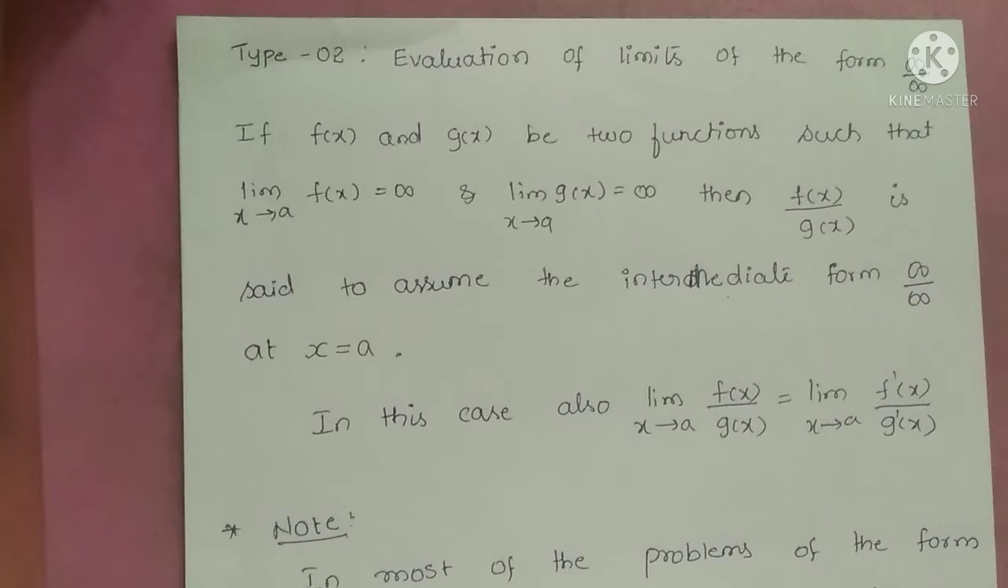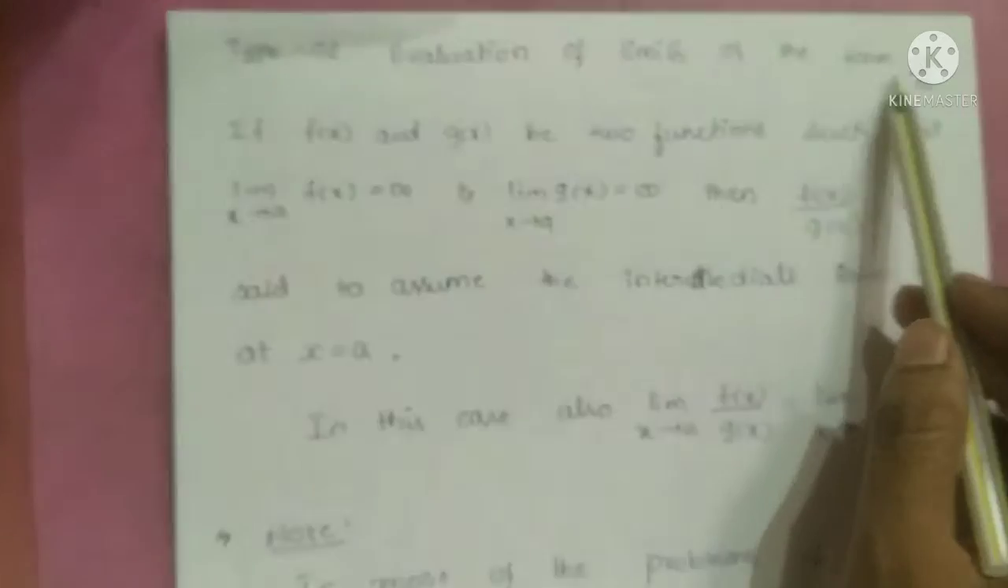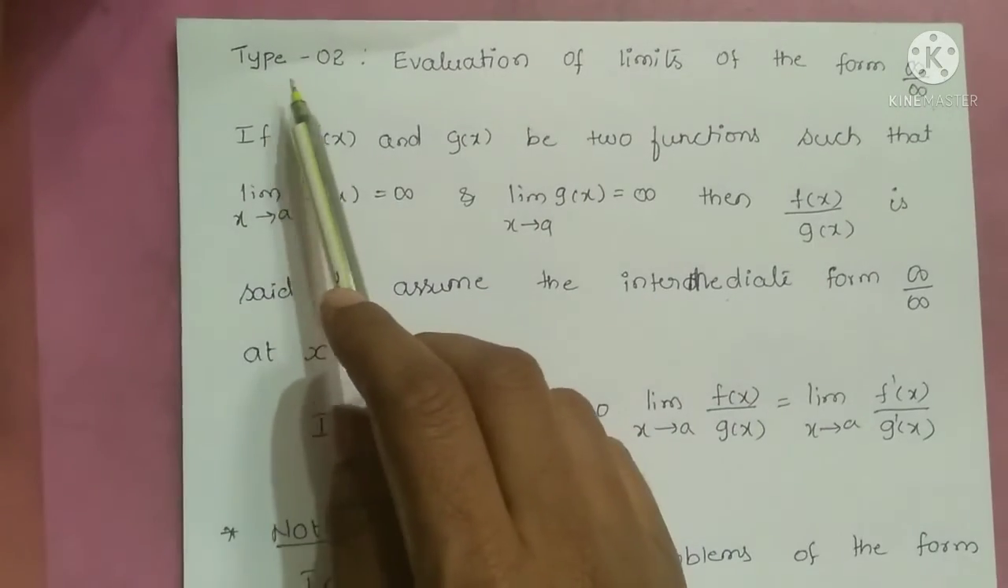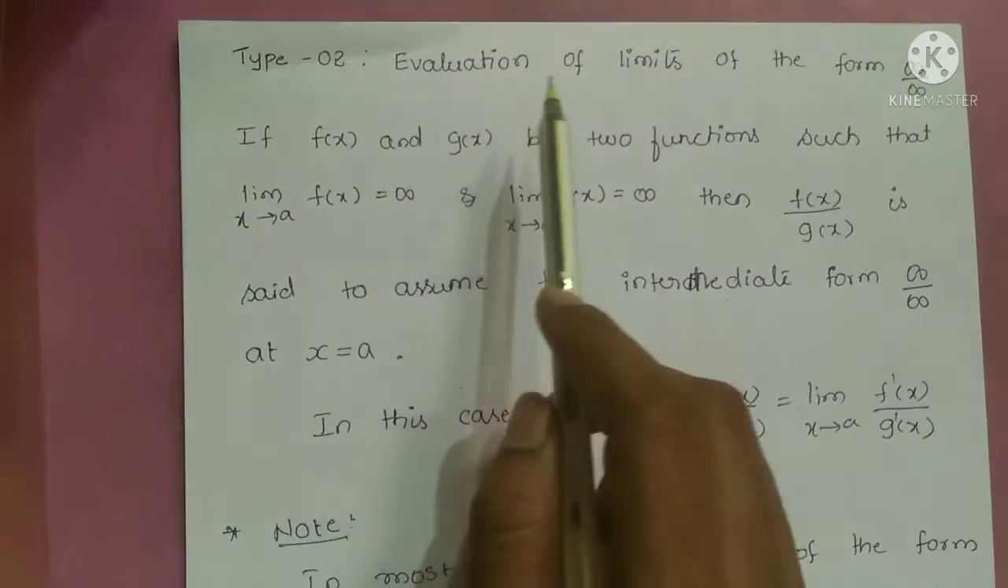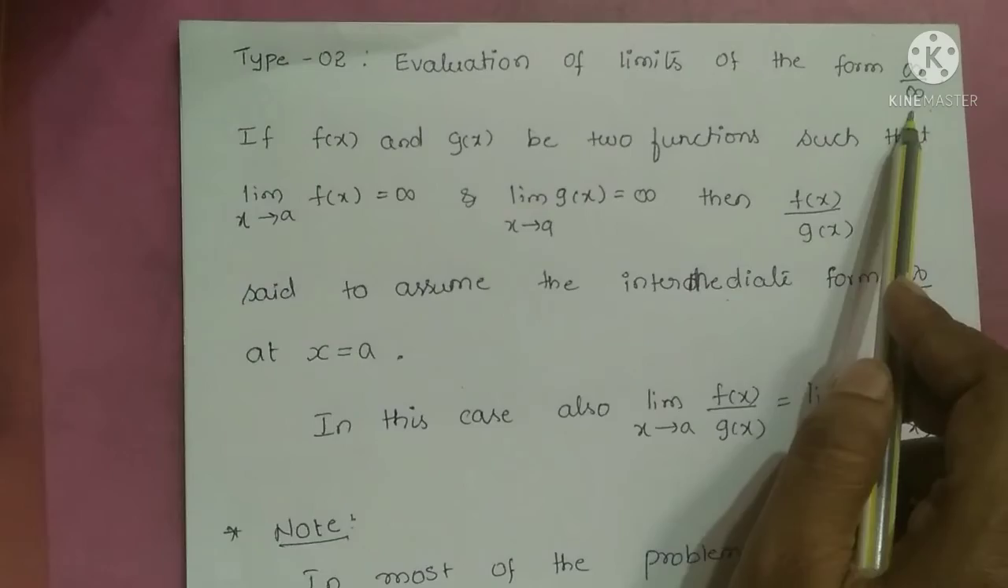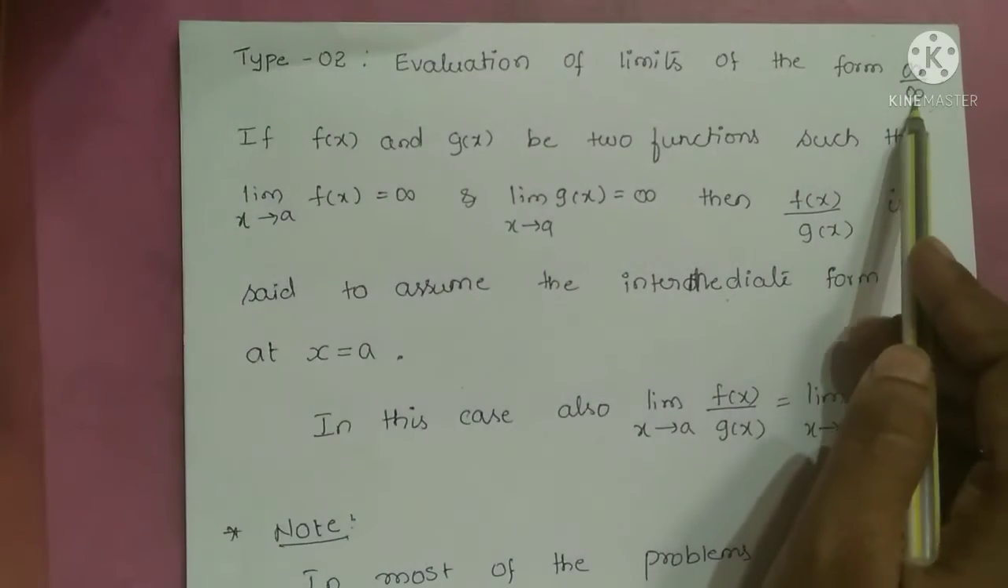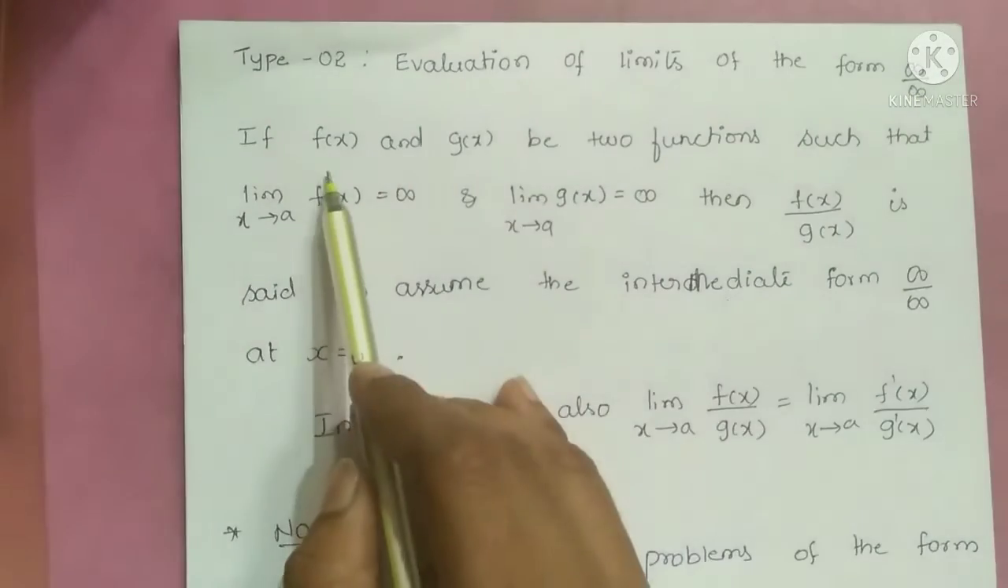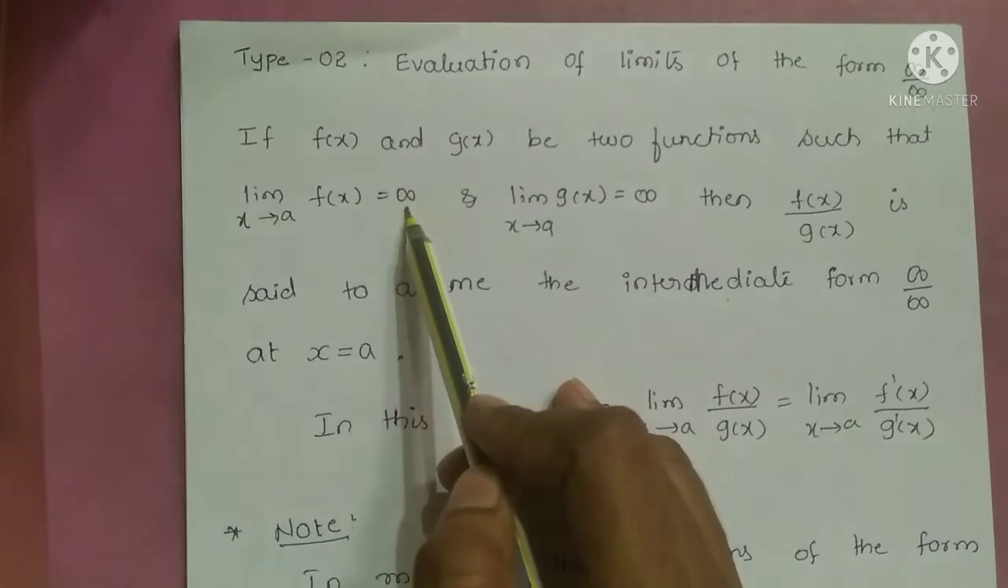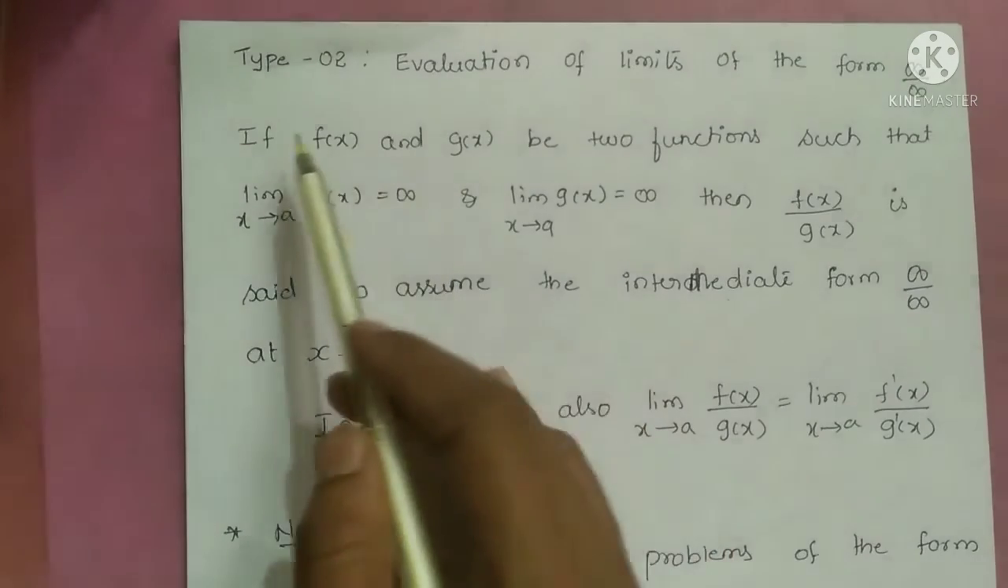Hello students, in the previous class we had learned about type 1 of L'Hospital rule, that is of the form 0 by 0 form. Today we are learning type 2, evaluation of limits of the form infinity by infinity. Type 2 is the infinity by infinity form, and it has the same rules as type 1 of L'Hospital rule.